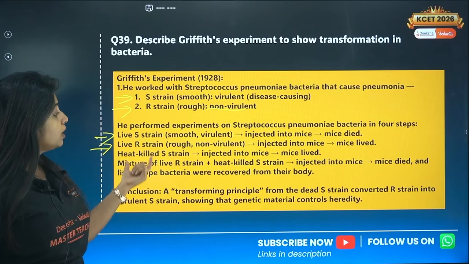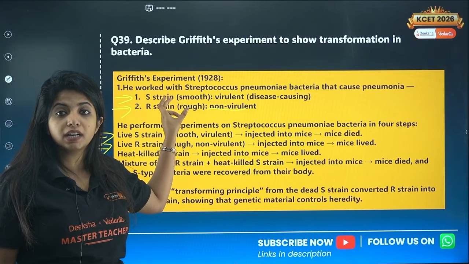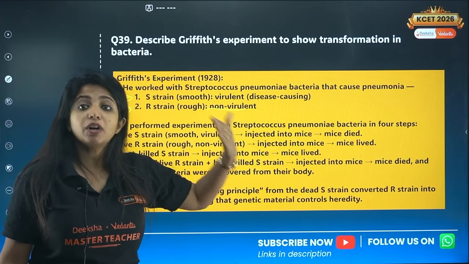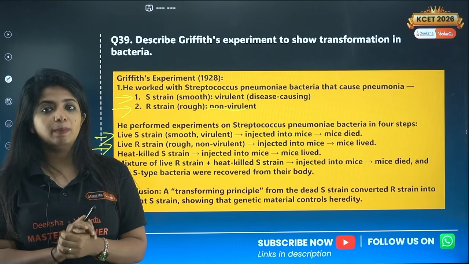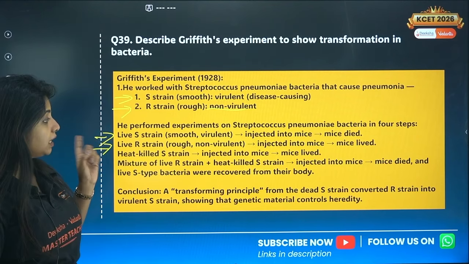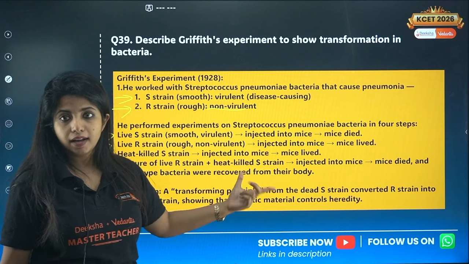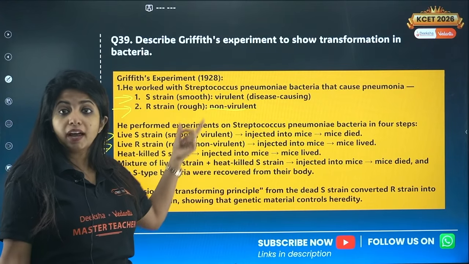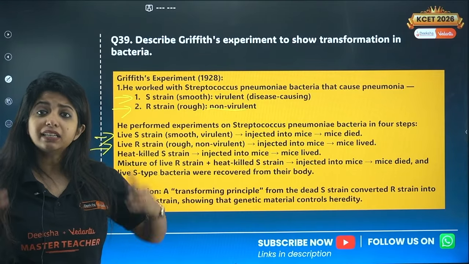And now he took heat killed S strain. That means he did some changes in the S strain. He treated it with heat and then he put it in the mice. The mice didn't die. Unusually, the mice didn't die. Then probably something was getting damaged because of the heat, right? And now he did one more thing. He put a mixture of live R strain and heat killed S strain. Live R strain, which was not causing any trouble, and also heat killed S strain. When he put that into the mice, miraculously the mice died.